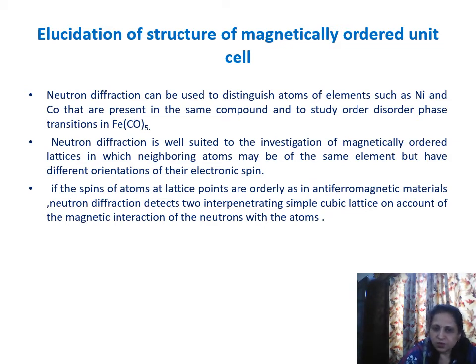If the spins of atoms at lattice points are ordered as in antiferromagnetic materials, neutron diffraction detects two interpenetrating simple cubic lattices on account of the magnetic interaction of the neutrons with the atoms.